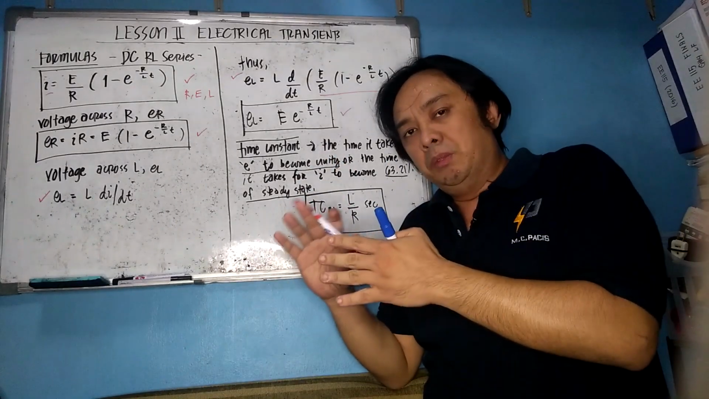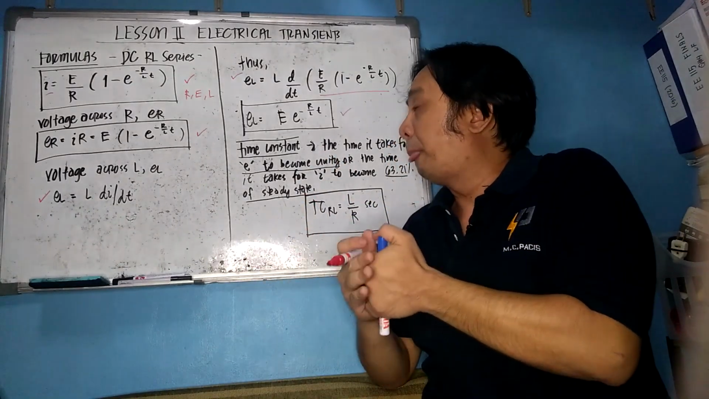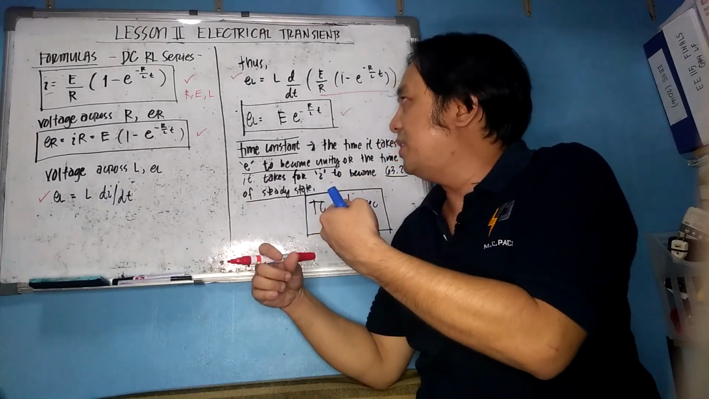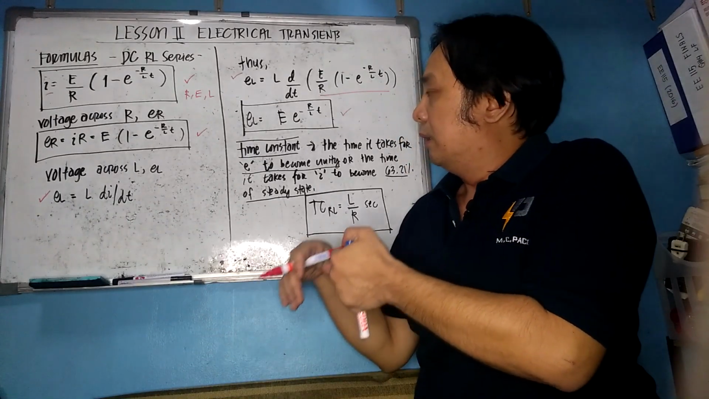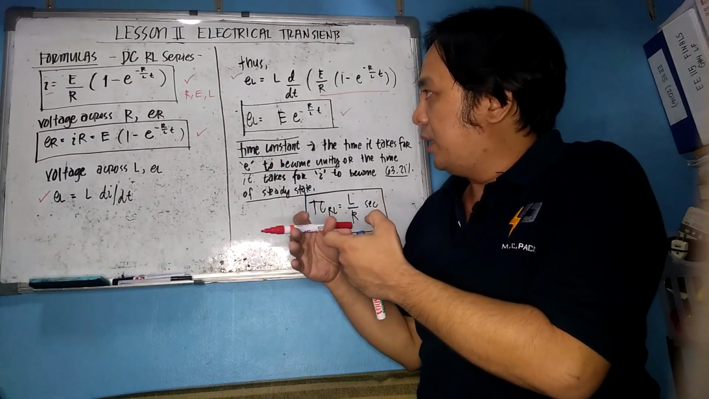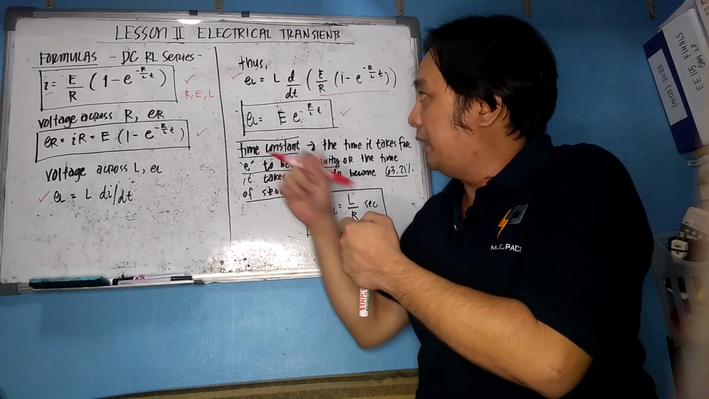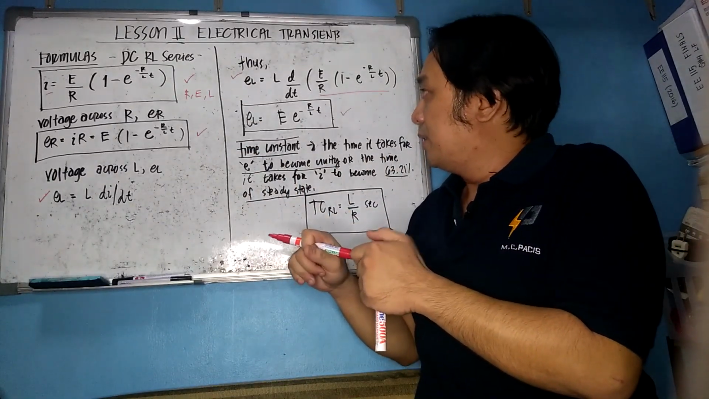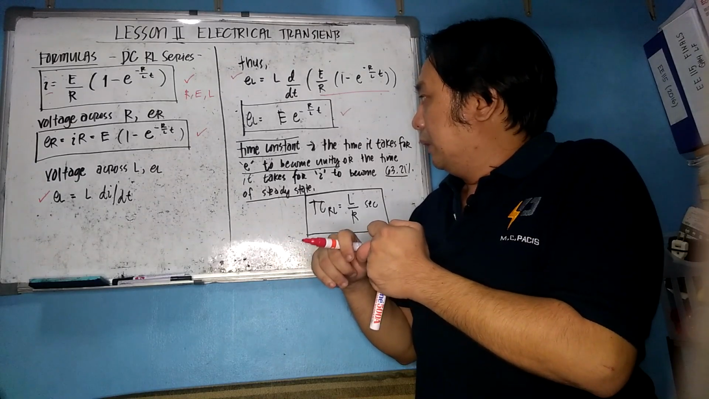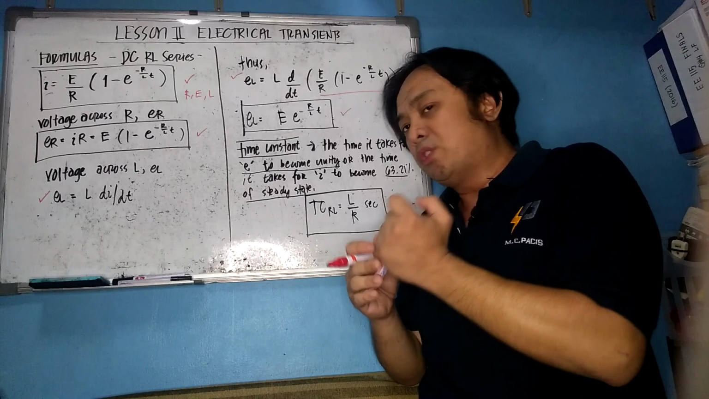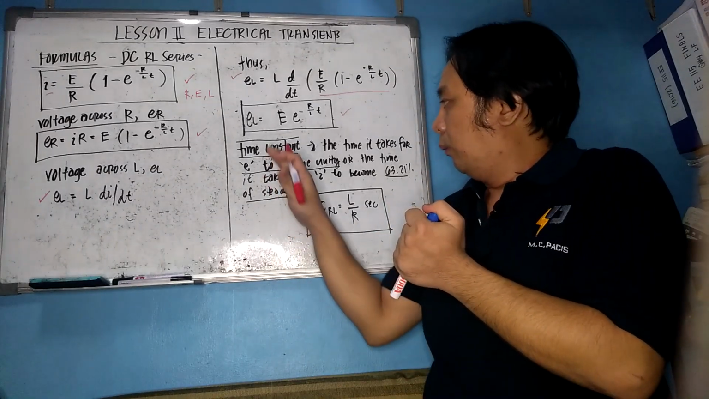Typically on the board examination, it is always a DC RL or DC RC series. But these formulas here are the most important formulas for the RL series combination. One more thing that we need to discuss is the time constant. So, what is time constant?